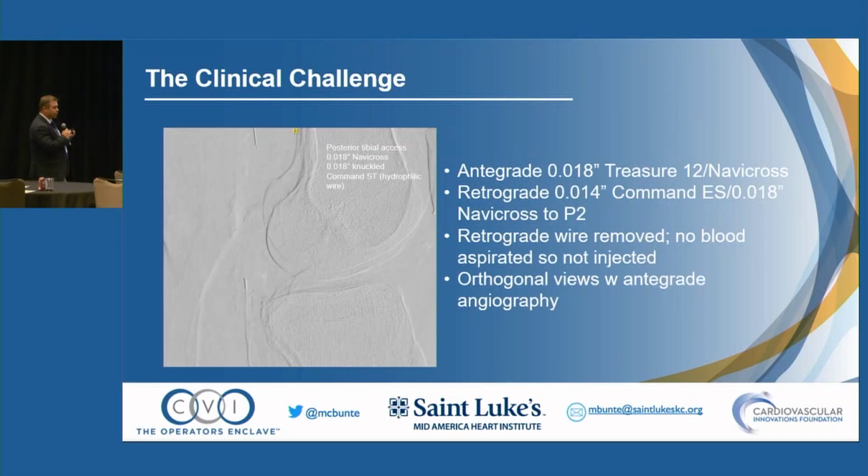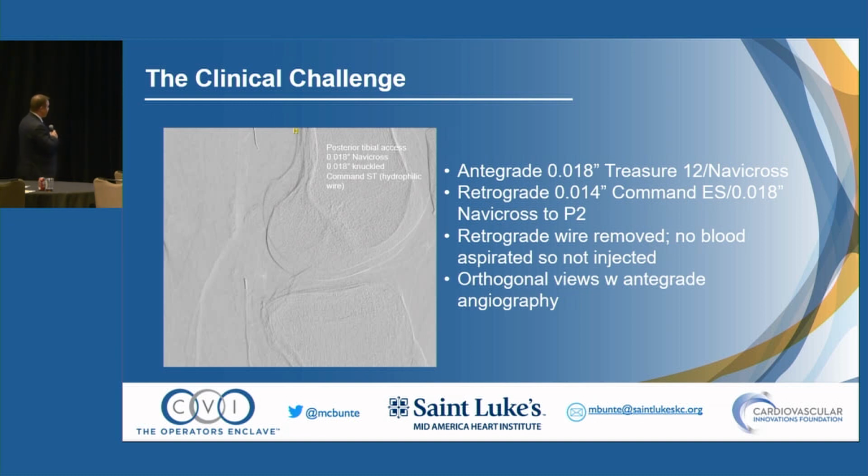So I went sheathless with an 018 Navicross catheter, and then a 014 Command ES, which is kind of my workhorse. Art, you mentioned you use the V18. I tend to like the 14. It does loop really easily, knuckles really easily, and then the tip of the wire is really durable because it's nitinol. So I was able to shorten the base of operations to basically the P2 popliteal artery.